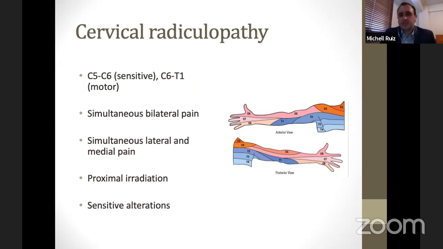you will have to think first that it's probably a cervical pathology. And another frequent presentation at the office is the patient that has simultaneous lateral and medial pain of the elbow. In those cases, definitely you have to rule out cervical radiculopathy and not think of lateral and medial elbow tendinopathy as the first diagnosis. Something that is very frequent is that, like most neuropathic pain, you will find proximal irradiation of the pain. And although it's not very frequent, it's very indicative of this cervical pathology that most of the patients will also have sensory alterations. So if you have all these findings at the same time, probably you will have to rule out cervical radiculopathy first.